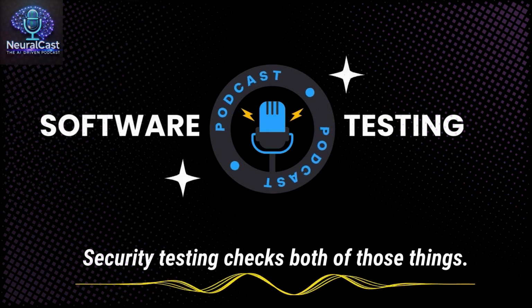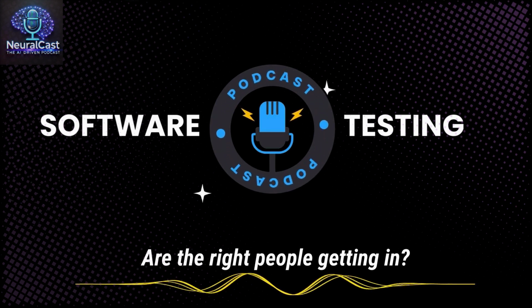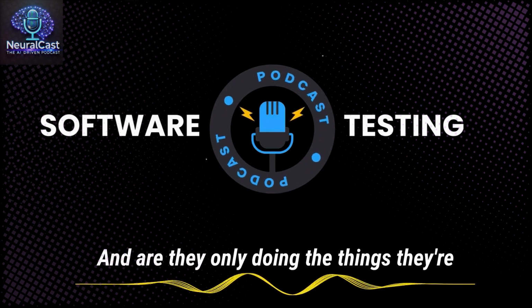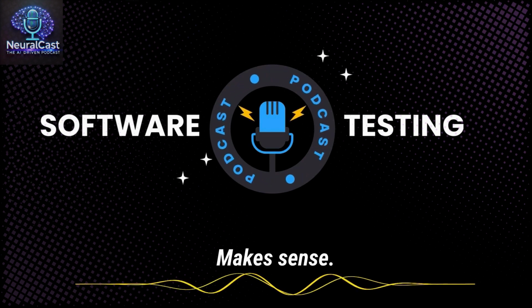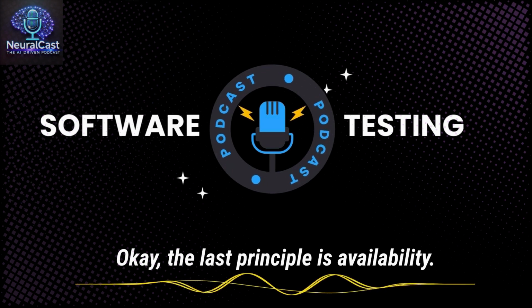Security testing checks both of those things. Are the right people getting in? And are they only doing the things they're allowed to do? Makes sense. Okay, the last principle is availability.